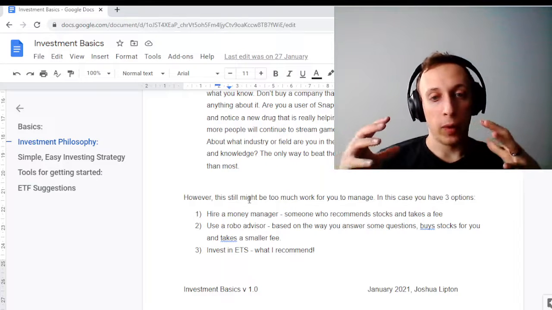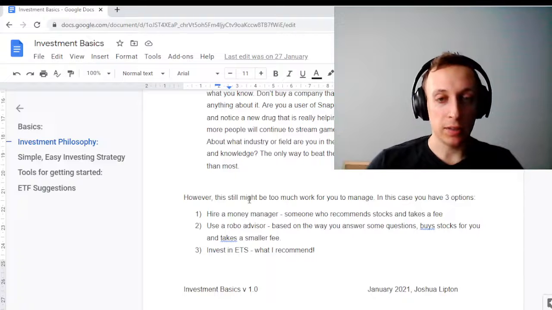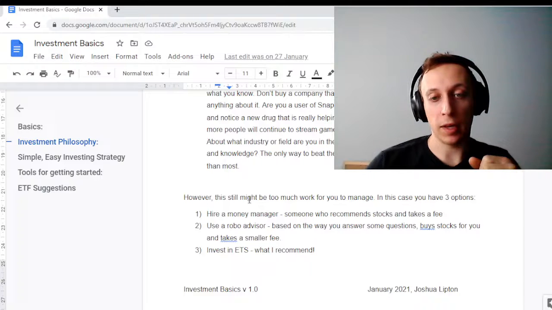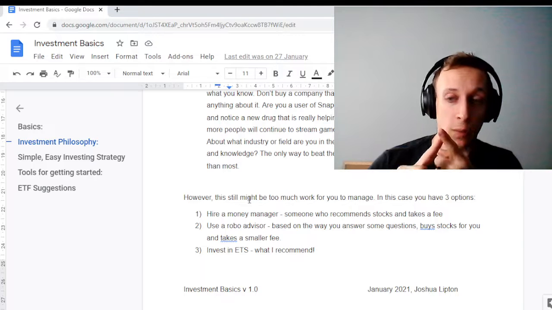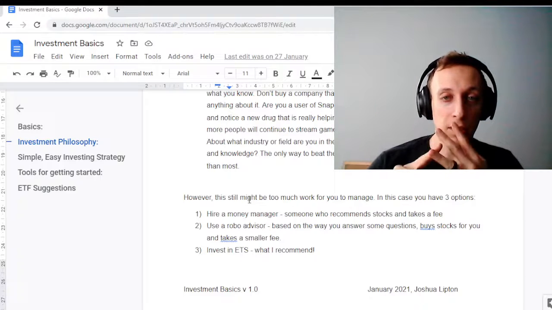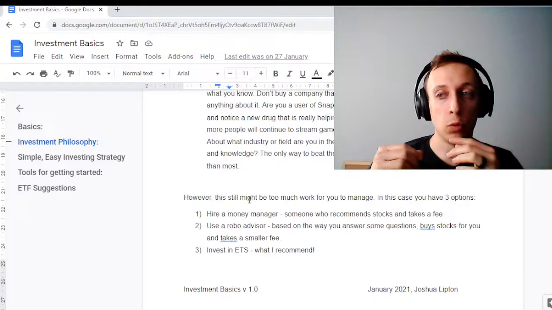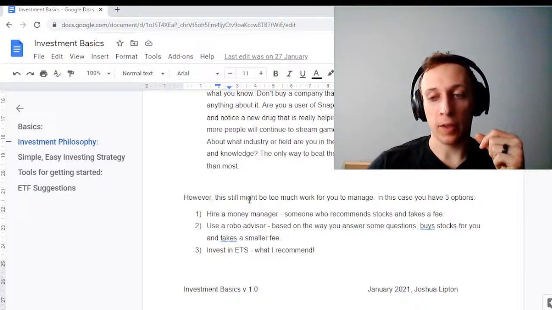So, whenever you're looking to manage your money, you have three ways. One, you can hire a money manager. They will take a fee, but they will recommend stocks and bonds to buy. I actually think this is a good idea if you, A, don't want to take the time, or B, you are not emotionally equipped for this. And this is a big thing.